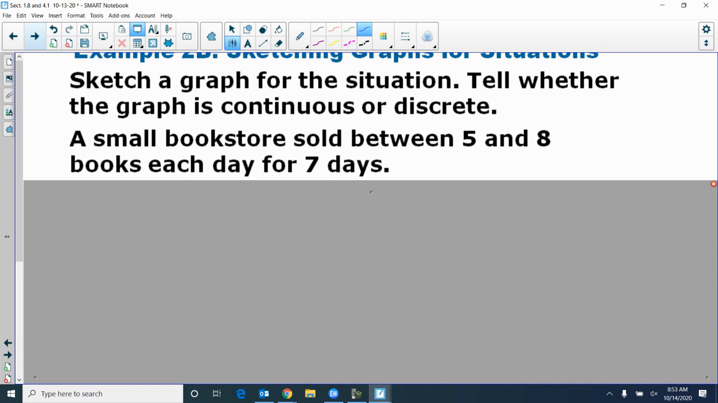It says, sketch a graph of the situation and tell whether the graph is continuous or discrete. A small bookstore sold between 5 and 8 books each day for 7 days. Is that continuous, like temperature or heart rate, something you can measure any moment? Or is that something you measure once at a time? So continuous versus discrete.